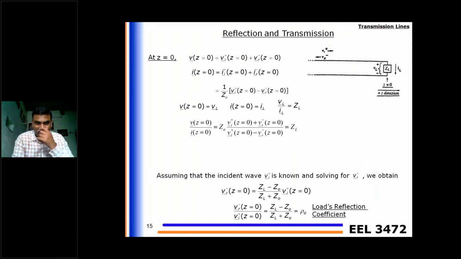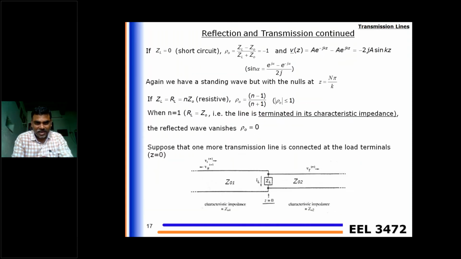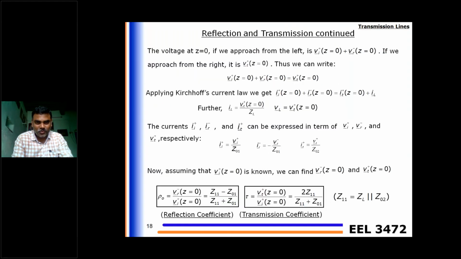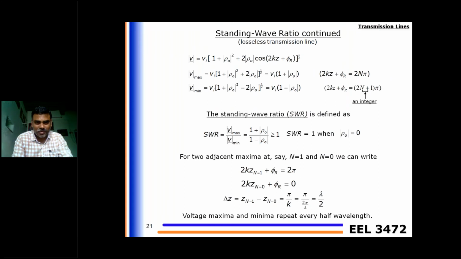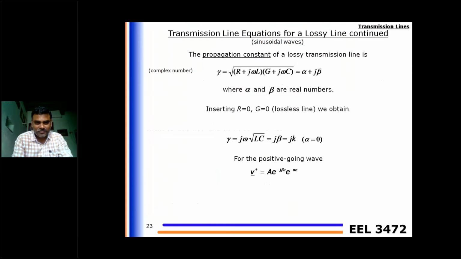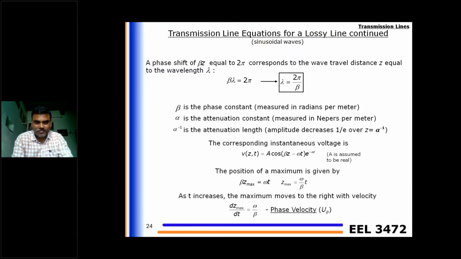And with respect to the transmission line also, we have the reflection and transmission coefficients and the voltage standing wave ratio. All these are simple formulas which are used to solve some problems. Same formulas almost.